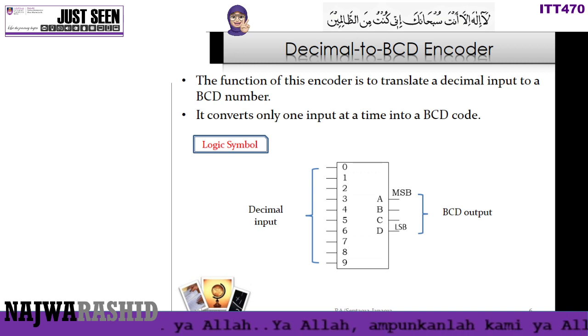So this is the logic symbol for the encoder. Under the encoder, it has the input and it also has the output. This one is the decimal to BCD encoder. The inputs are decimal numbers, and the output will be in BCD. So it has 1 digit in decimal and 4 digits in BCD.